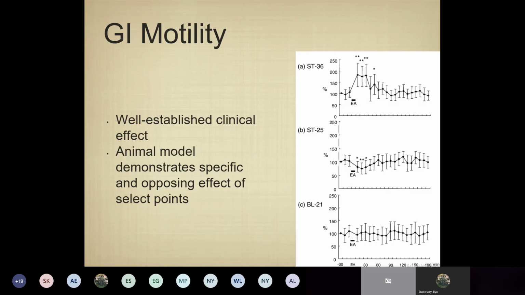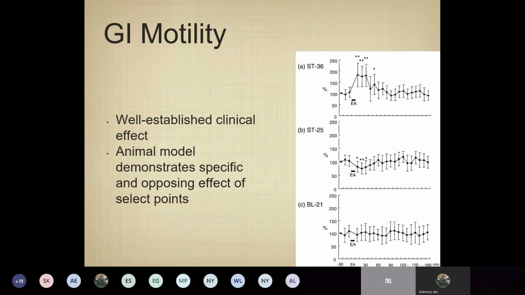Well known is the effect of acupuncture on GI motility, and the Department of Surgery at Duke produced several very good practical basic science papers on this in an animal model. They used hook-shaped needles in rats and demonstrated that there is a differential effect based on the acupoint. So stomach 36, do you know where that is? Stomach 25 is located roughly next to the umbilicus, and bladder 21 was a control point on the back.